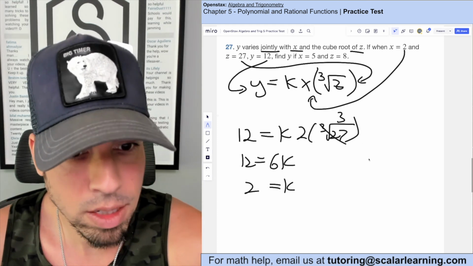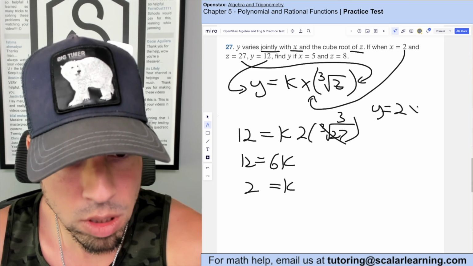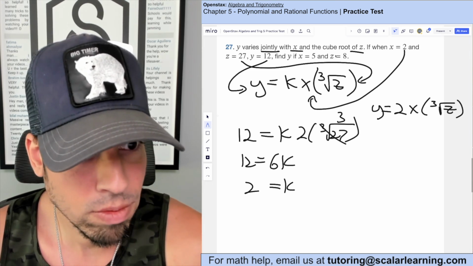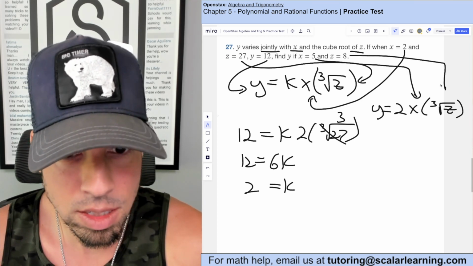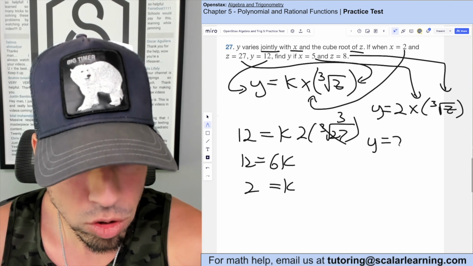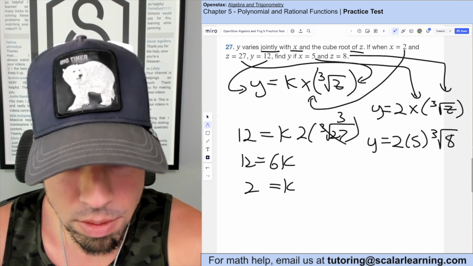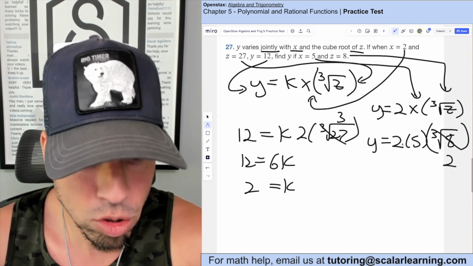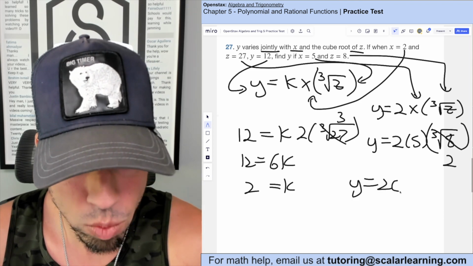Now I can rewrite this direct variation equation as y equals k, which is now 2, times x times the cube root of z. Last but not least, we need to find y when x is 5 and z is 8. So y equals 2 times x is 5, and then the cube root of 8, because z is 8. The cube root of 8 is 2. So then we got 2 times 5 times 2, which is 20 for the win.